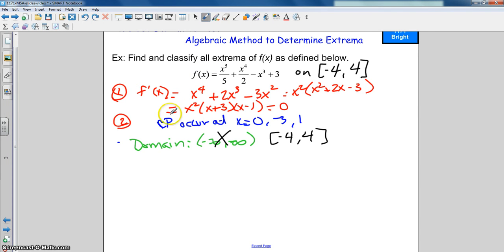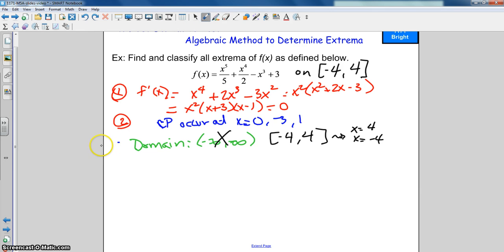Following the flowchart, our domain is now a closed interval, so we keep that in mind. What are the endpoints? Well, the endpoints here are just x equal to 4 and also x equal to -4. So keep those in the back of your mind because they will come into play in the next step and a little bit later too.